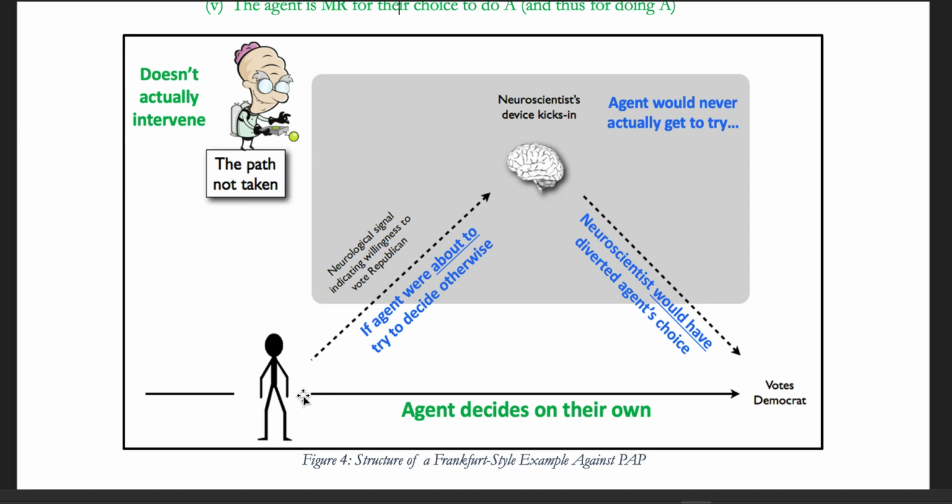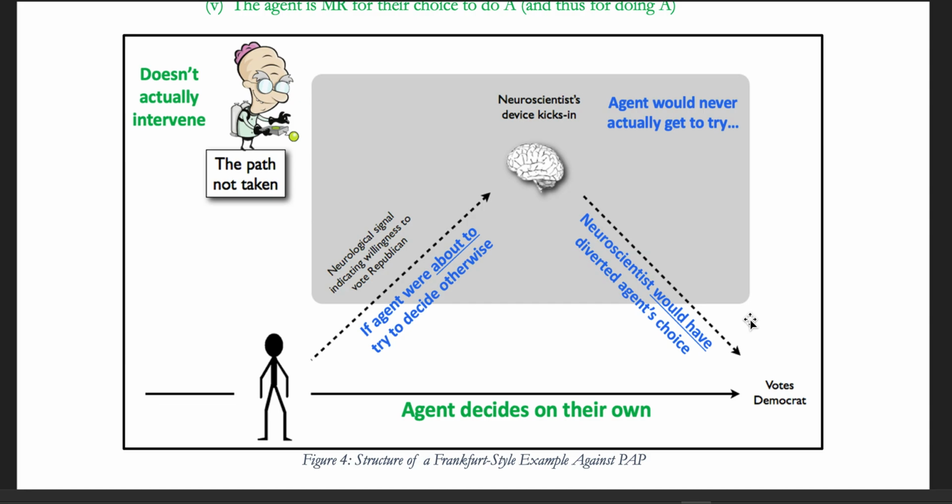Well, what does that do? It's supposed to give you this alternative possibility. Well, kind of. It gives you this sort of counterfactual possibility, at least. It gives you this idea where it seems like the agent could have tried, but if they would have tried, they wouldn't actually have gotten to try, because if they were about to try, there would be some signal that they were about to try to do otherwise. The neuroscientist would say, no, you're going to vote Democrat, kick their device in, and would have diverted their choice away from trying to do otherwise and made it so that they chose Democrat.